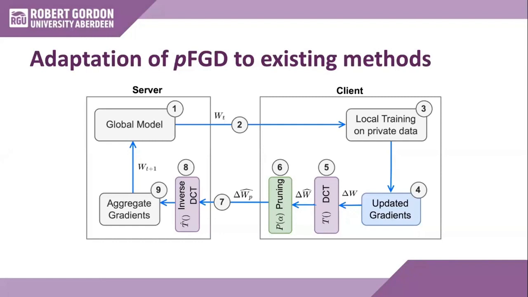And if you can see steps 5 and 6, we would be adding a transformation function and then a pruning function with alpha percentage, and then the server would have an inverse DCT function, which is then used to aggregate the gradients. So by adding these 3 steps in a federated setting, we can basically use any other technique used in federated learning.